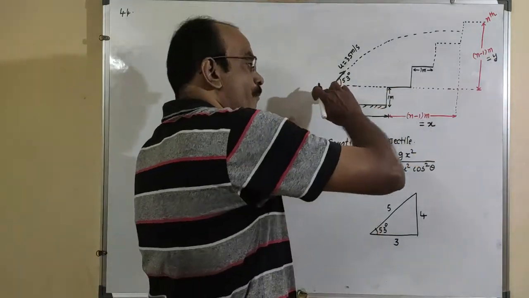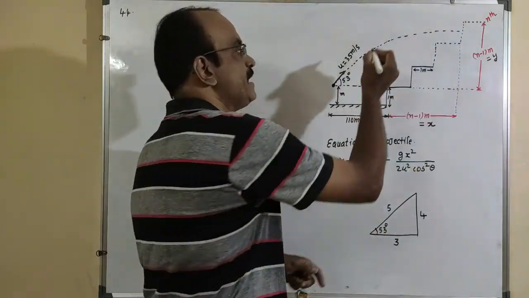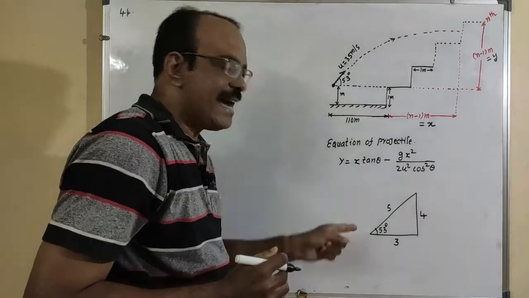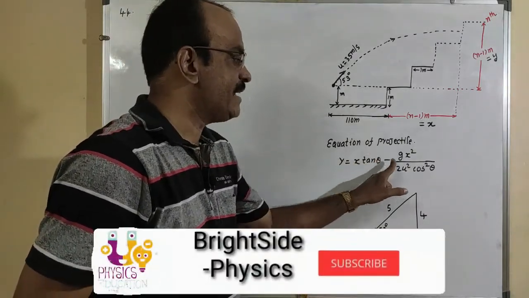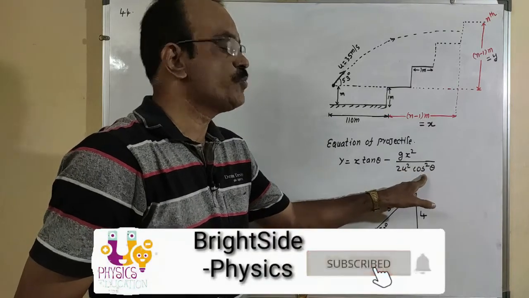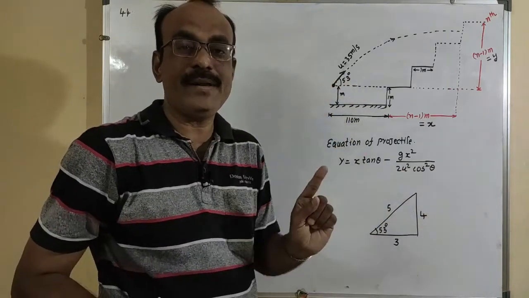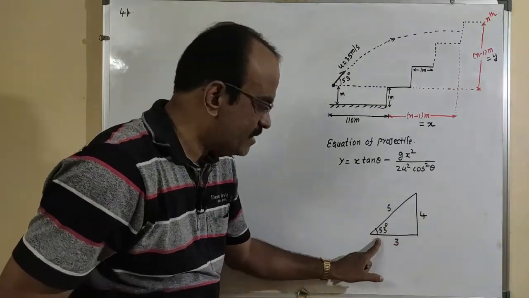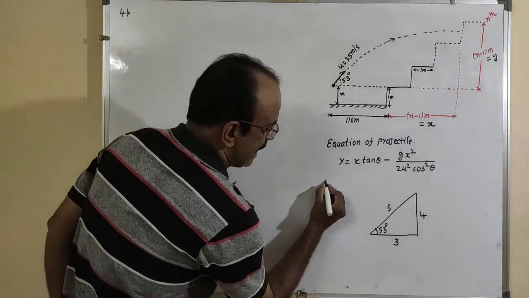The ball moves in which direction? That is projectile motion. So in projectile motion, which equation will we take? The equation of projectile, y equal to x tan theta minus g x square by 2u square cos square theta. Also here given 53 degrees, so the famous Pythagorean triplet 3, 4, 5. This is 53 degrees, so from 53 degrees we will take the angle here.